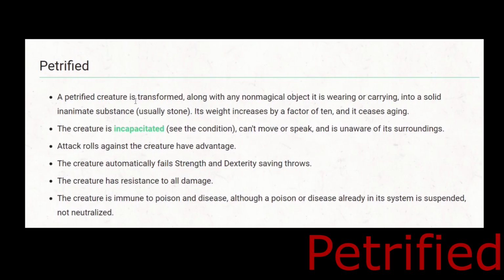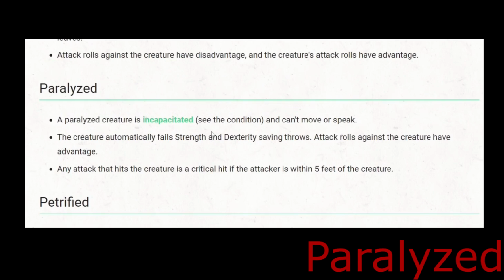Petrified. A petrified creature is transformed, along with any non-magical object it's wearing or carrying, into a solid inanimate substance, usually stone. Its weight increases by a factor of 10 and it ceases aging. A creature is incapacitated, can't move or speak, and is unaware of its surroundings. Attack rolls against the creature have advantage. The creature automatically fails its strength and dexterity saving throws. The creature has resistance to all damage. The creature is immune to poison and disease, although a poison or disease already in its system is suspended but not neutralized.